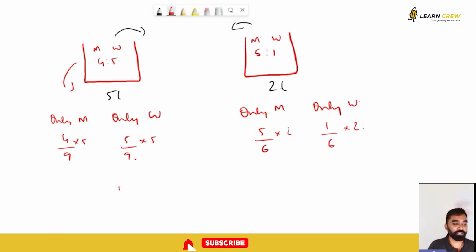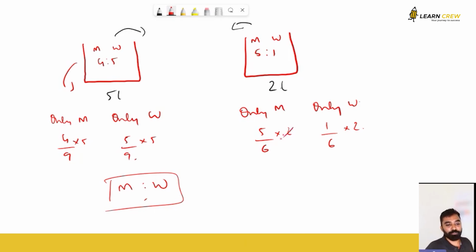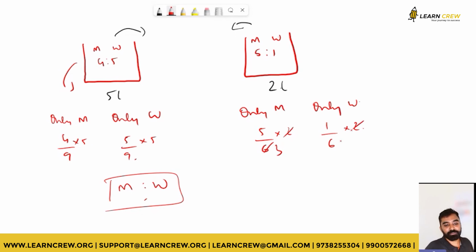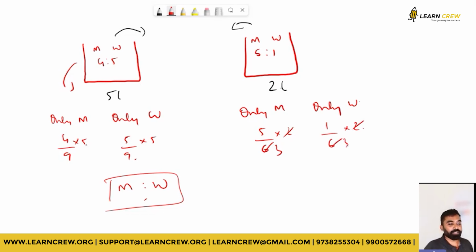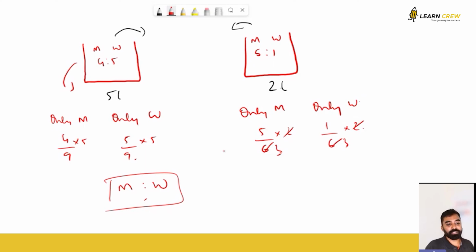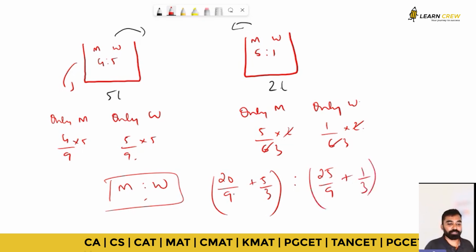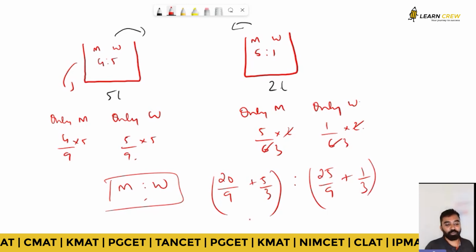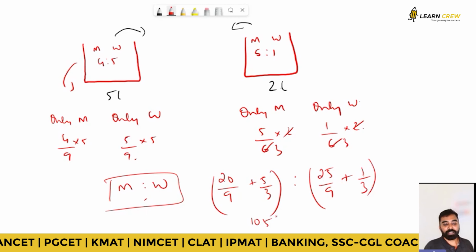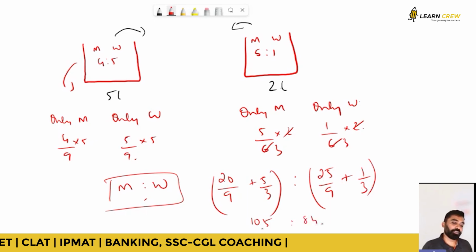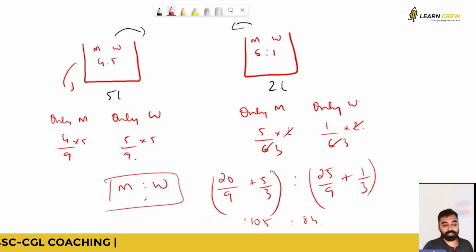Ratio of milk to water, find this out. Now this, if you want to simplify, you can simplify. This becomes 3 times, this becomes 3 times. So it becomes 20 divided by 9 plus 5 by 3 is to 25 divided by 9 plus 1 by 3. This is going to be 60, 45, 105. This is going to be 75, 9, 84. This is further simplified and the end result is going to be 5:4.